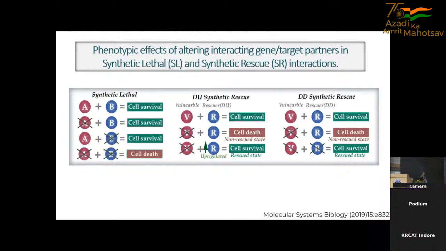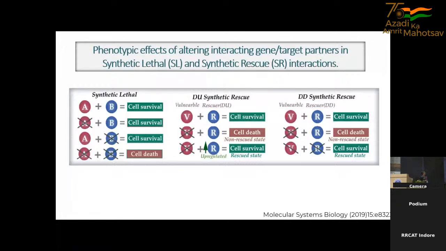Similar effects can also be found in a reversible manner, which we can call synthetic rescue effects. The synthetic rescue effect can be determined by having a vulnerability factor, which makes a cell vulnerable if you target it. That can be anything, any signaling pathway or certain addictive pathway that the cell has, but you also have a rescue gene. That means there's a partner that, if it is upregulated, will produce survival and can bypass the vulnerability factor.